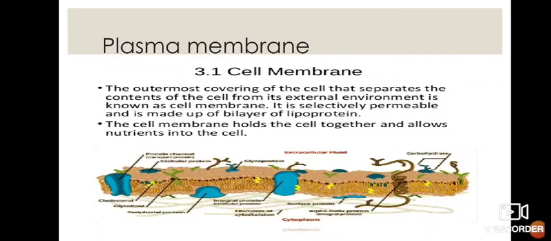Plasma membrane. This is the outermost covering of the cell that separates the contents of the cell from its external environment. The plasma membrane allows or permits the entry and exit of some materials in and out of the cell. So it is also called selectively permeable membrane. It permits entry of only selected substances.